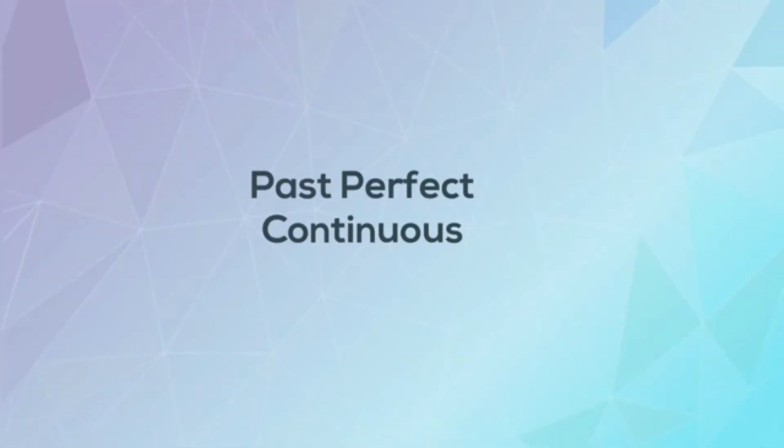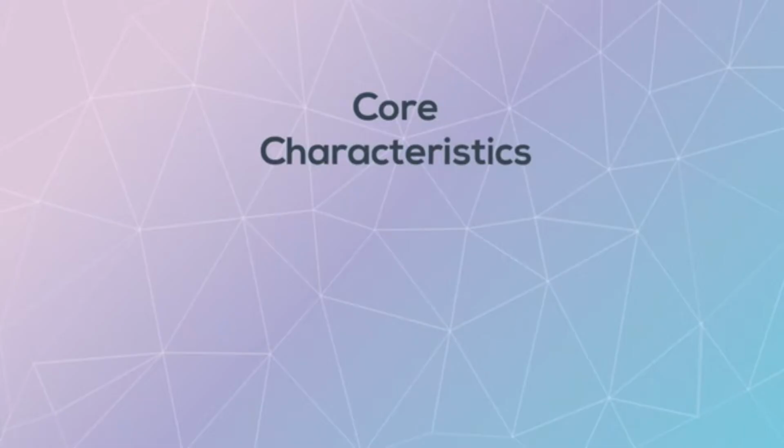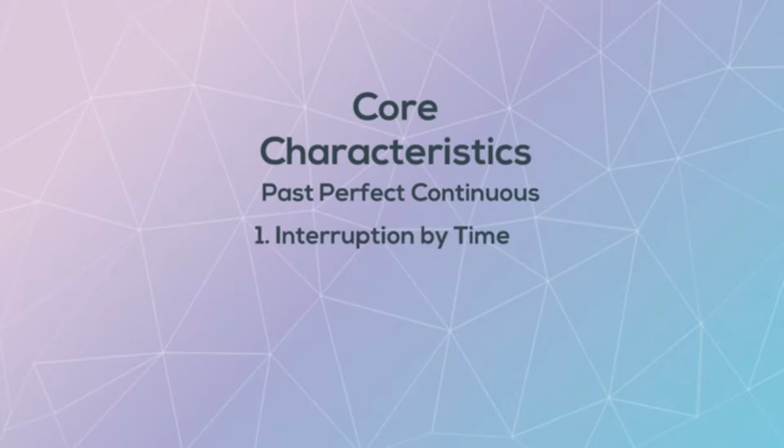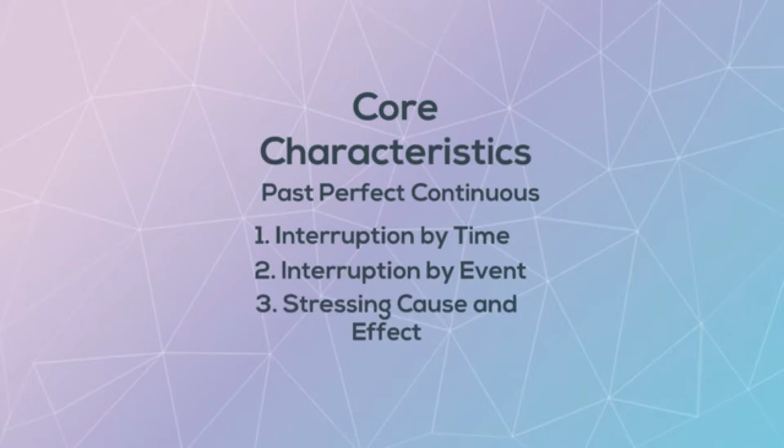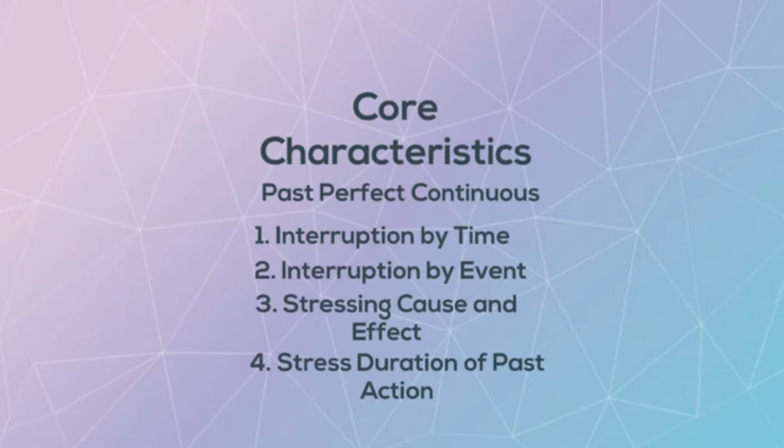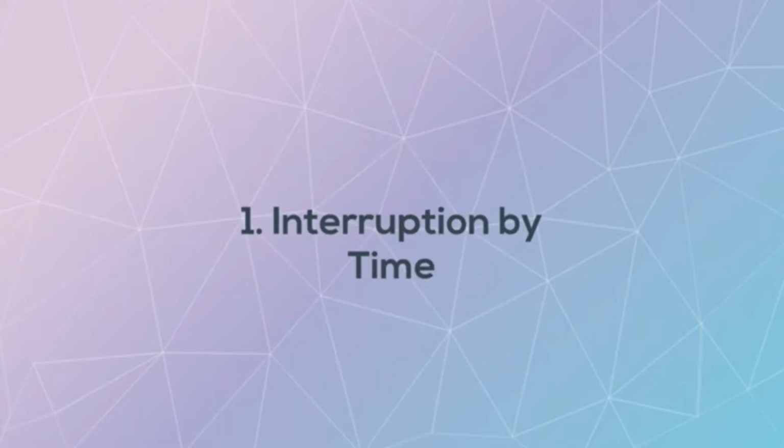And today, let's talk about past perfect continuous. The following are the core characteristics of past perfect continuous. Number 1, interruption by time. Number 2, interruption by event. Number 3, stressing cause and effect. And number 4, stress duration of past action. Let's start with number 1, interruption by time.